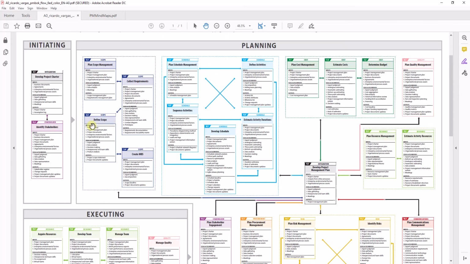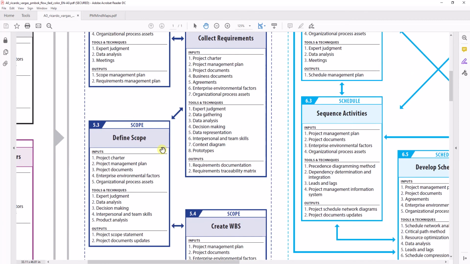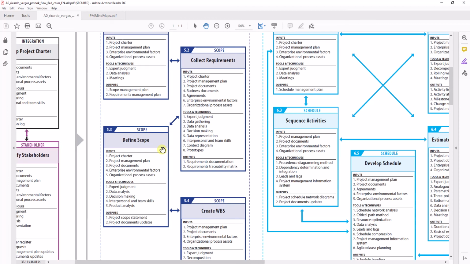So let's start first of all with scope management. We will do these tools and techniques in multiple sessions. So today we will try to cover scope, schedule, and cost in the remaining 45 minutes, and the rest of them we can start next week.